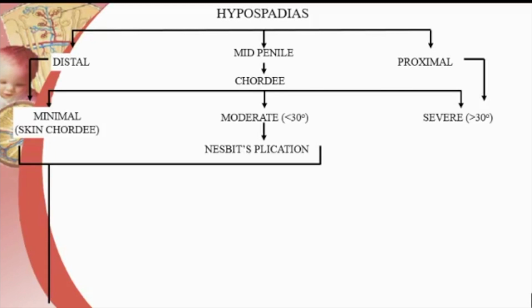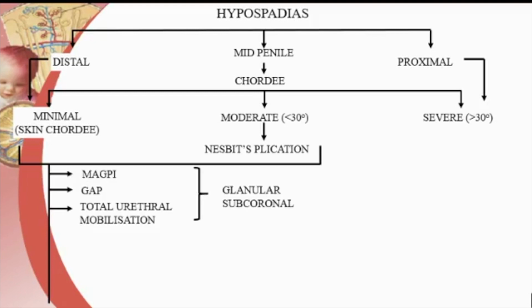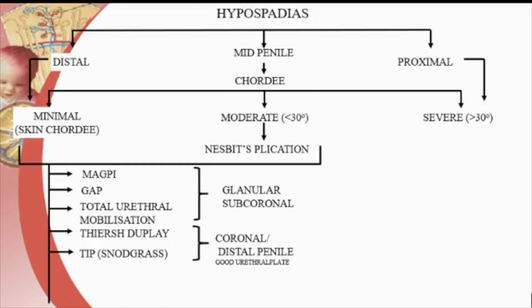Then we look at the chordae, and if there is a minimal chordae, you have corrected it with a Nesbit plication. If it is a glanular or coronal, subcoronal hypospadias, you can do a MAGPI repair or a GAP repair or a total urethral mobilization. If it is a coronal or distal penile hypospadias, then you can do a Thiersch-Duplay or Snodgrass repair if it is a good urethral plate.